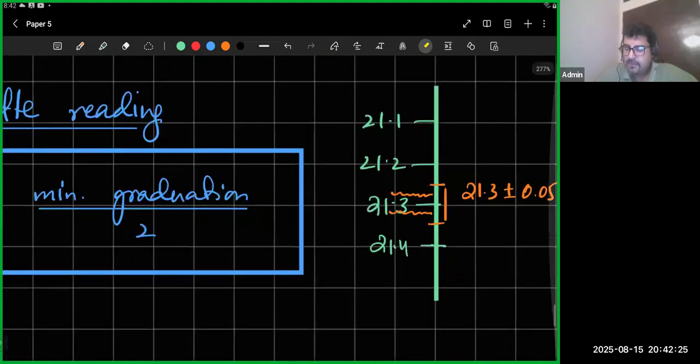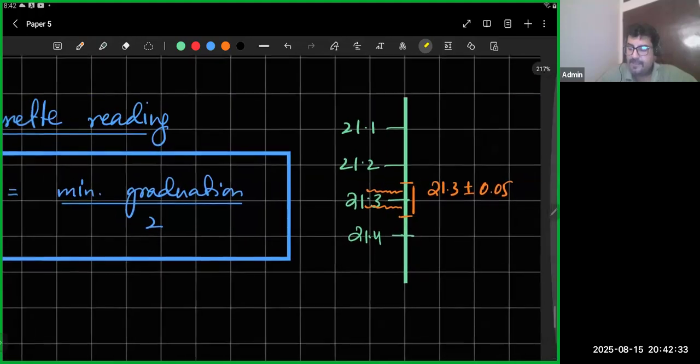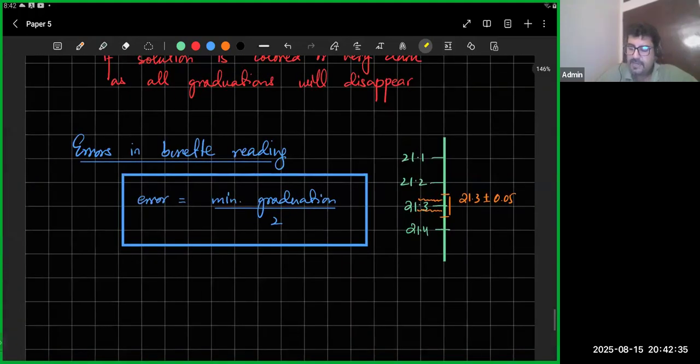Because you can't really tell, it's 21.3 something, but you don't really know, so you just write plus minus 0.05. So that is always the error, and for a burette that's going to be plus minus 0.05. So the error in a burette is: 0.1 is the smallest graduation, divided by 2, and that gives you plus minus 0.05.